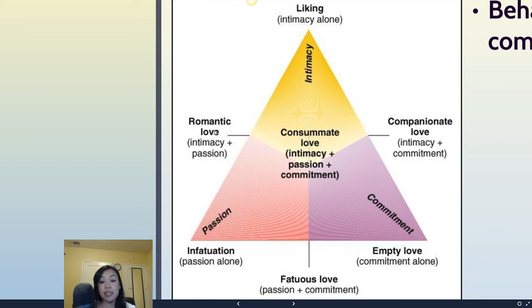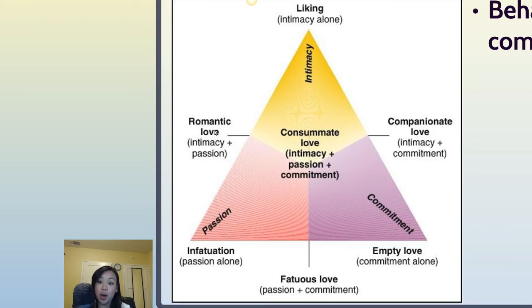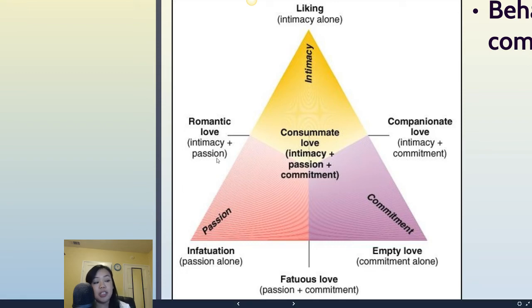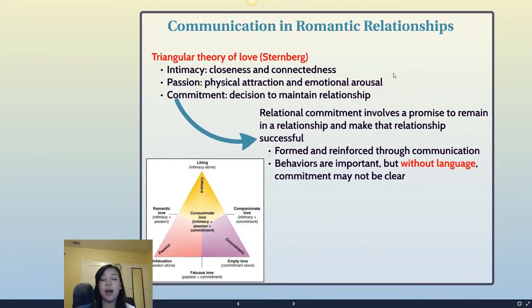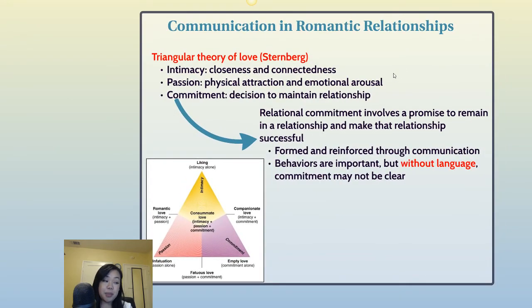Romantic love is when you have intimacy and passion. So you want to share that emotional intimacy, physical intimacy with other people, and you're passionate about them. But without commitment, it's not consummate love. So you also have to have commitment. And this triangle is interesting because just like the family communication patterns we just learned, this triangle really helps us identify where we are in our romantic relationships, where we want to strive to be. And if we're not where we want to be in this triangle right now, then that means we need to engage in some metacommunication with our partner, right?